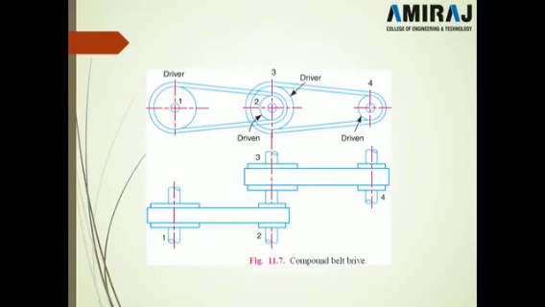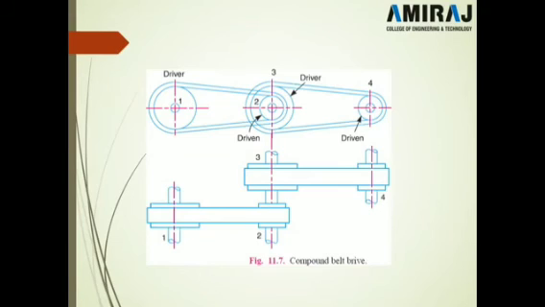So we have to find the speed ratio first between 1 to 2, 3 to 4, and we have to relate 1 to 4. Why? Because the angular speed of the second pulley and third pulley is the same, as the same shaft is used to connect the second pulley and third pulley, right?